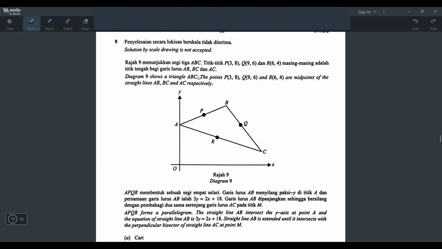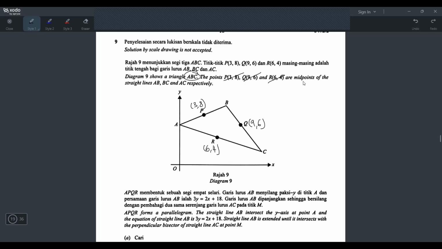Diagram 9 shows a triangle ABC. Okay, no problem. Point P is 3, 8. Okay, they never label here, so I think I'll just label myself 3, 8. And then Q 9, 6. So label it. R 6, 4. That's why it's very important to read the question, right? Because sometimes they never label for us, so we have to label it.